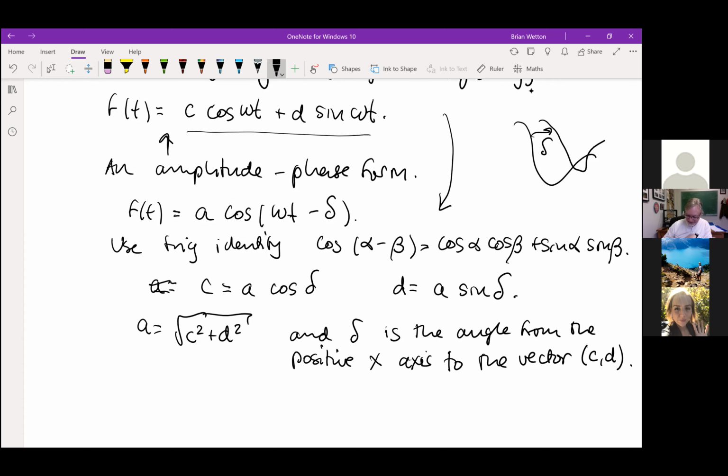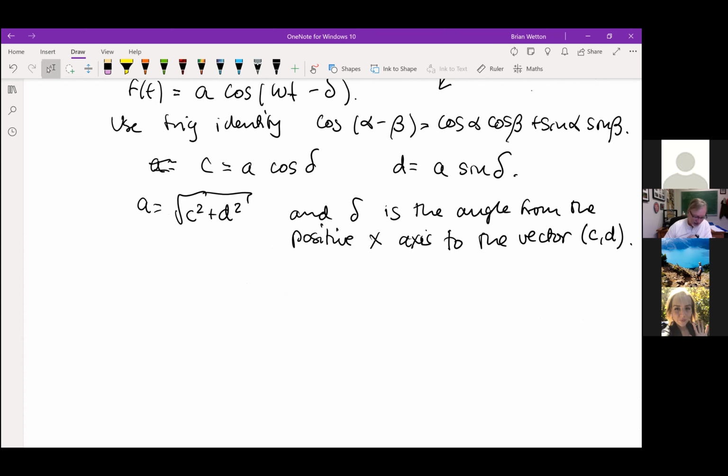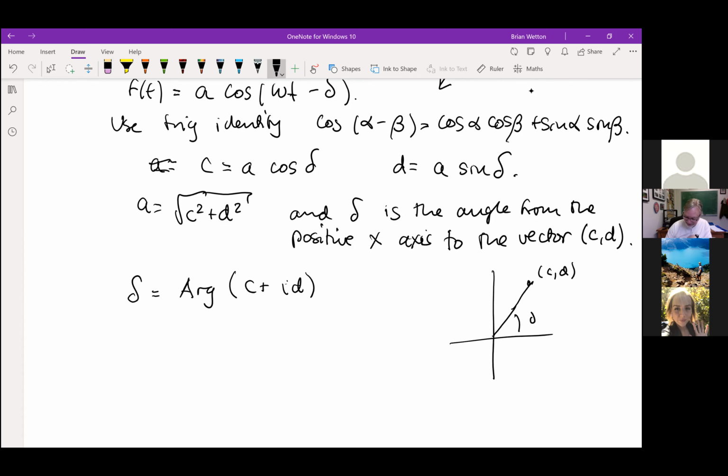And so you guys do know some complex variables, so I'll say that the delta that you want to pick, this is like atan2 in MATLAB or Fortran. Okay, no one uses Fortran anymore, sorry, right? So this would be the argument of C plus iD, right? So if the vector CD is here, then that's pretty clear.